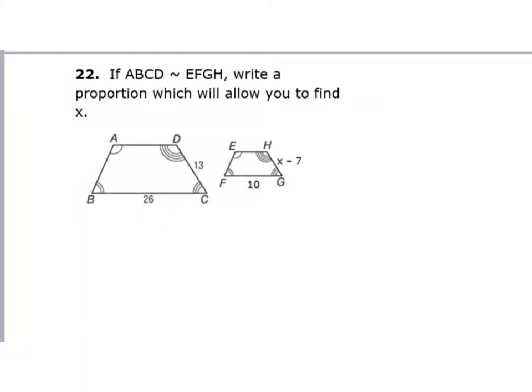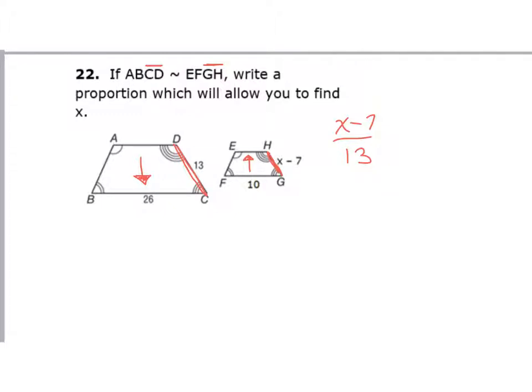Number 22. If quadrilateral ABCD is similar to quadrilateral EFGH, write a proportion which will allow you to find x. So we need to make sure that we're matching things up with what they go with. HG, that has an x on it, HG is going to match up with DC. So I know that x minus 7 will match up with 13. And notice I put the x minus 7 in the numerator and the 13 in the denominator. So I'm going to do this just so I make sure I stay consistent.